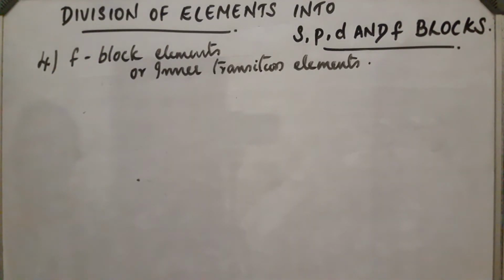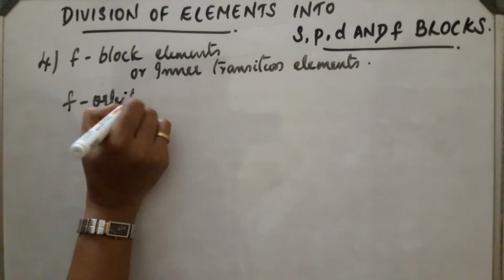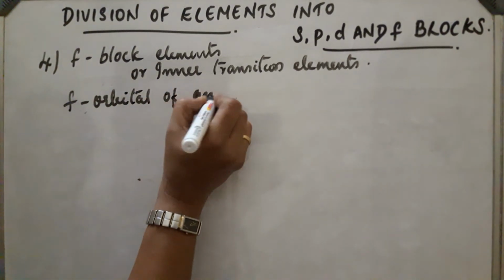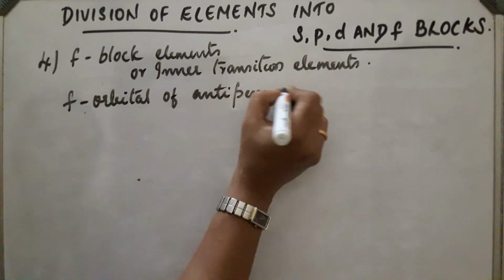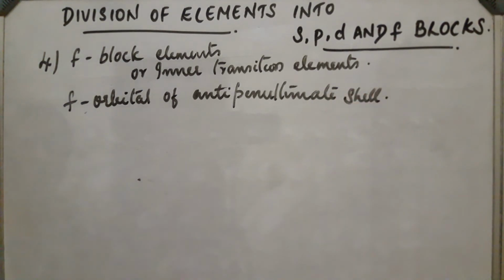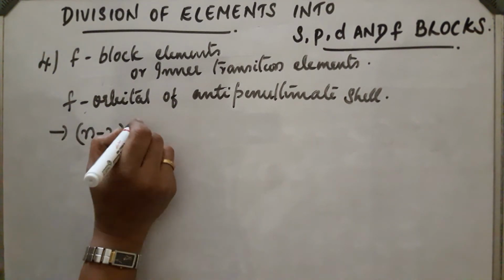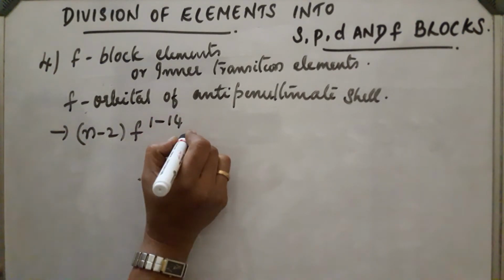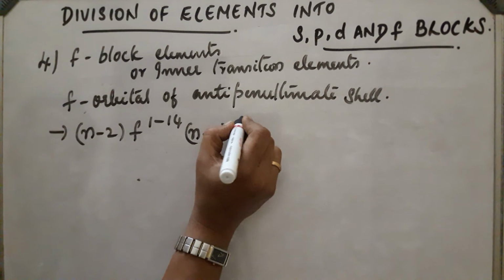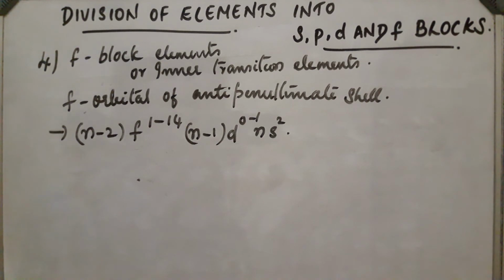Fourth division, F block elements or inner transition elements. Here the last electron enters into the f orbital of the antepenultimate shell. What is the antepenultimate shell? It means the shell just before the penultimate shell. So the electronic configuration is (n minus 2) f1 to 14, (n minus 1) d0 to 1, ns2. This will be the electronic configuration of F block elements.